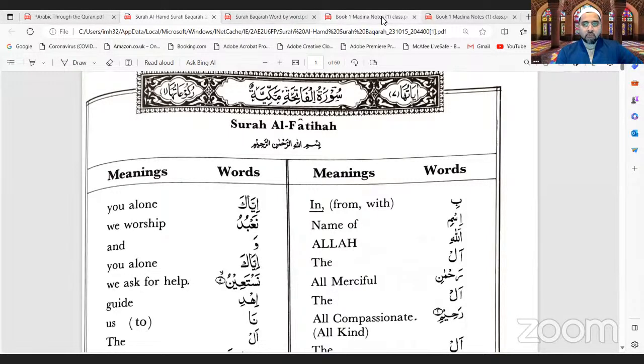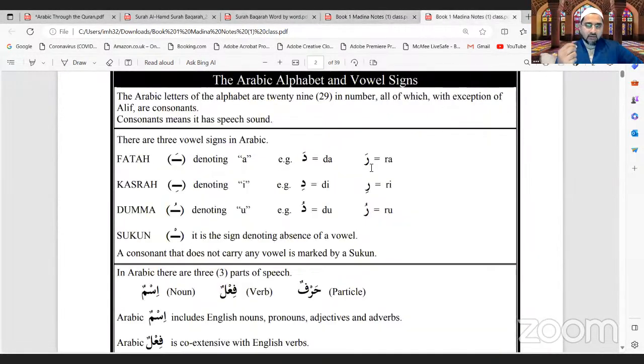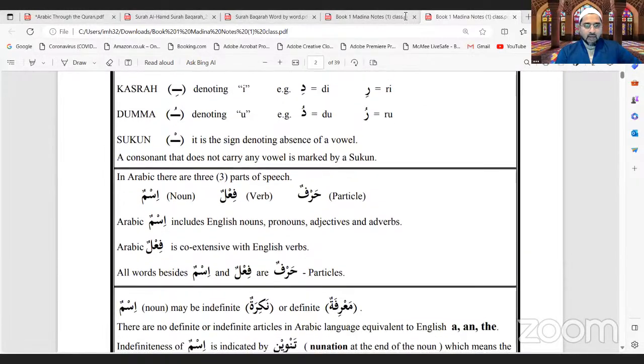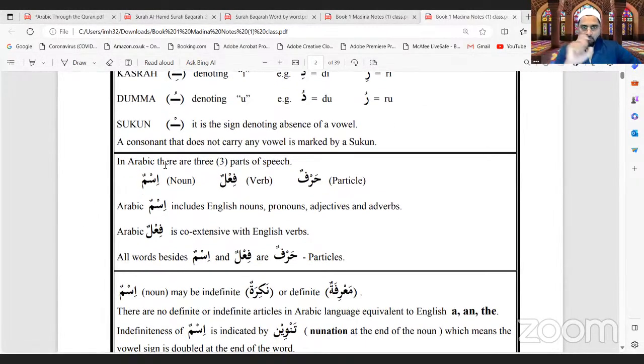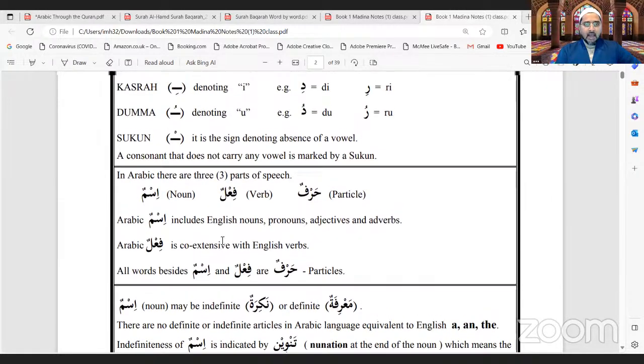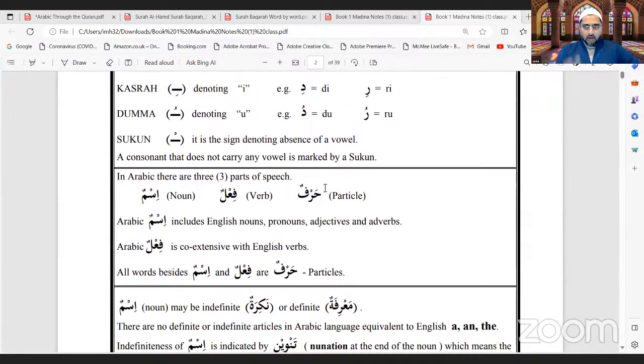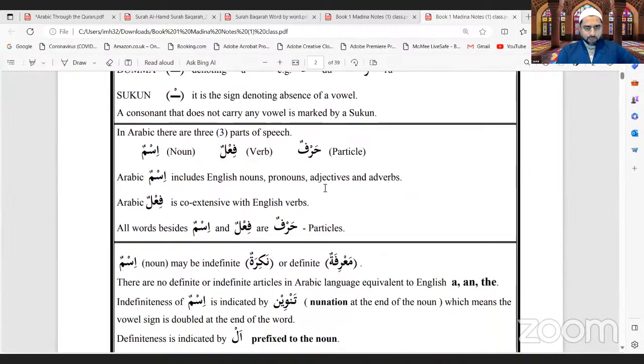Then with regards to Ba'ul Bismillah, Ba itself, now before I start, Ba itself means in or by. Ba has 2 meanings. Ba can come in the meaning of assistance, or Ba can come in the meaning of in. And in the Arabic language, there are 3 parts of a conversation. You have ismun, which are nouns, fi'lun, which are verbs, harfun, particles. And similar to English language as well. So ismun, fi'lun, harfun. These are 3 parts of the Arabic language.